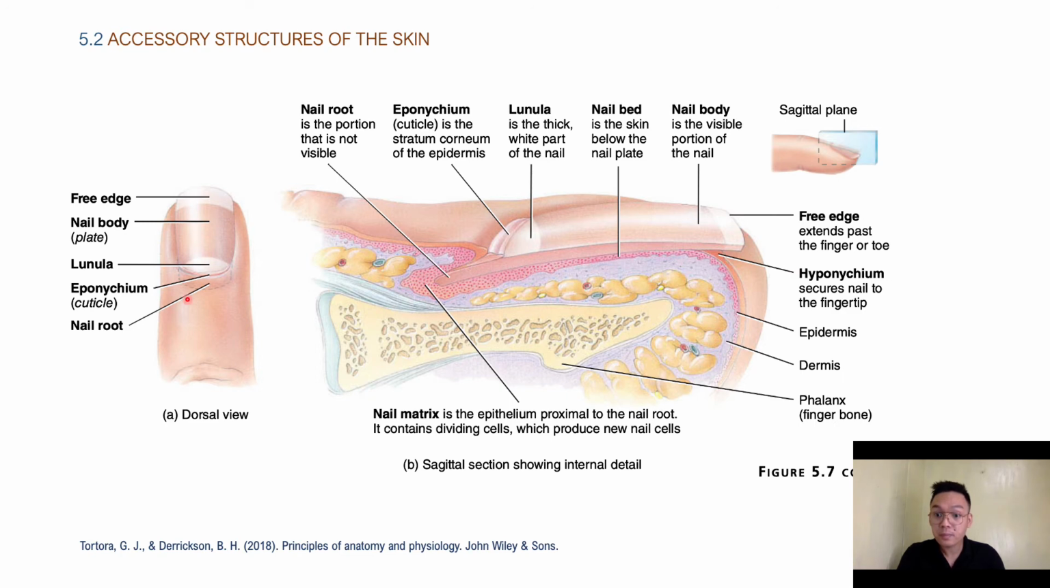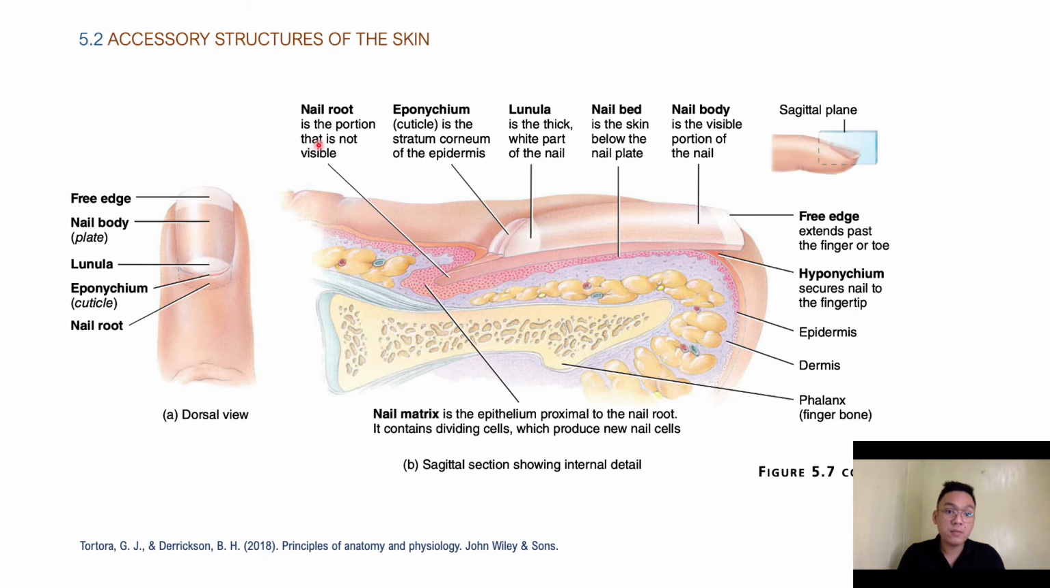See here the structure. The cells from these form a clear, very solid covering over the dorsal surface of the distal portions of your digits. Each nail consists of a nail body, a free edge, and a nail root. These are the summary of the anatomy of your nails.